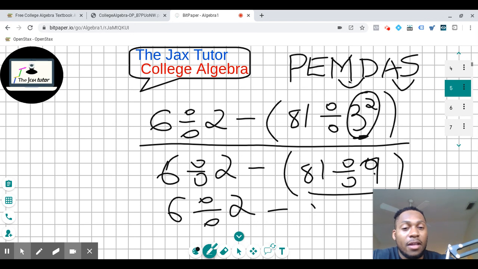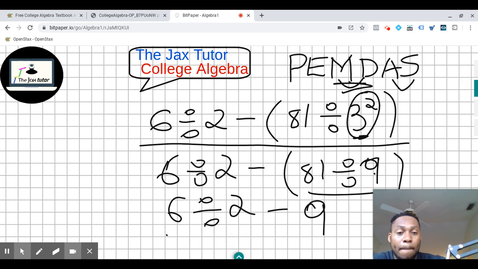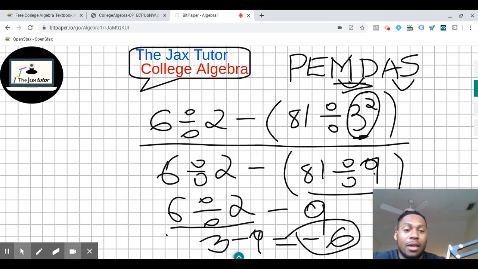Is 9. So now we're going to do multiplication and division, because there are no parentheses and no exponents. What is 6 divided by 2? 6 divided by 2 is 3, minus 9. What is 3 minus 9? Negative 6. And that's it.